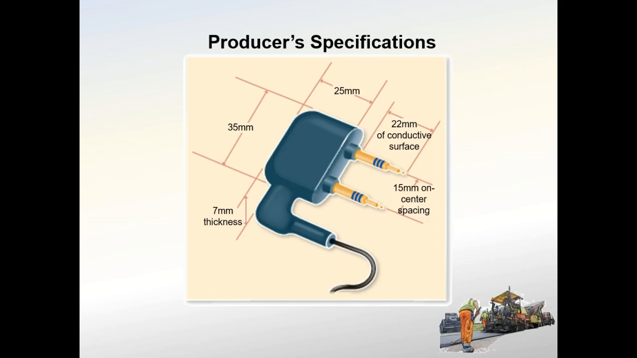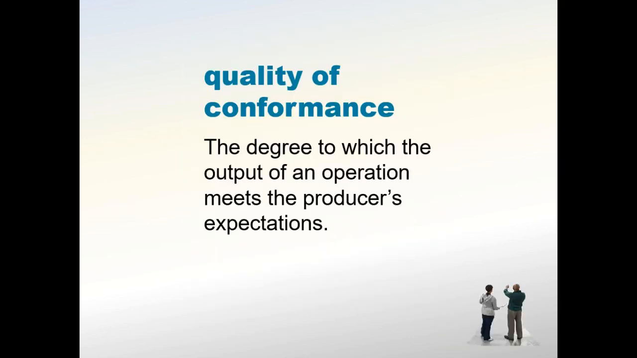Products are described by design specifications, such as those of the 2-pin audio adapter seen here and also found on page 67 of your textbook. When this particular adapter is measured and is found to match the specifications, it is said to have satisfactory quality of conformance. So remember that, quality of conformance. Quality of conformance is the degree to which the output of an operation meets the producer's expectations.